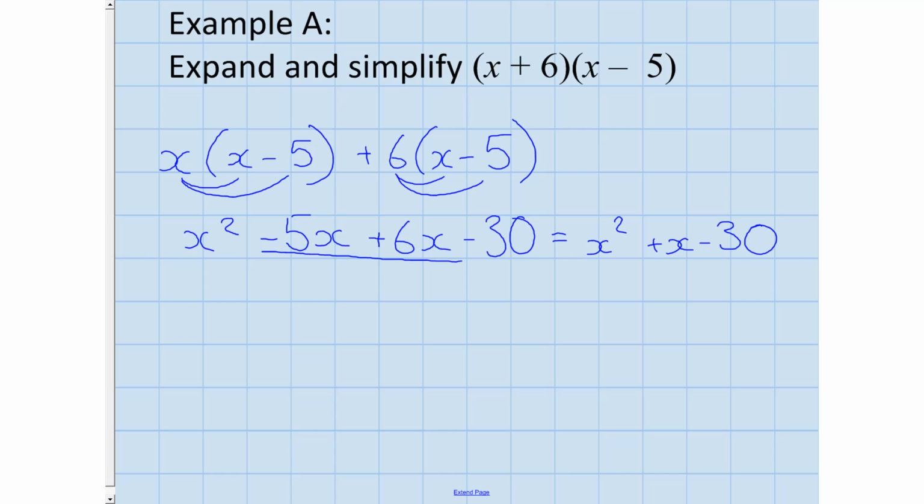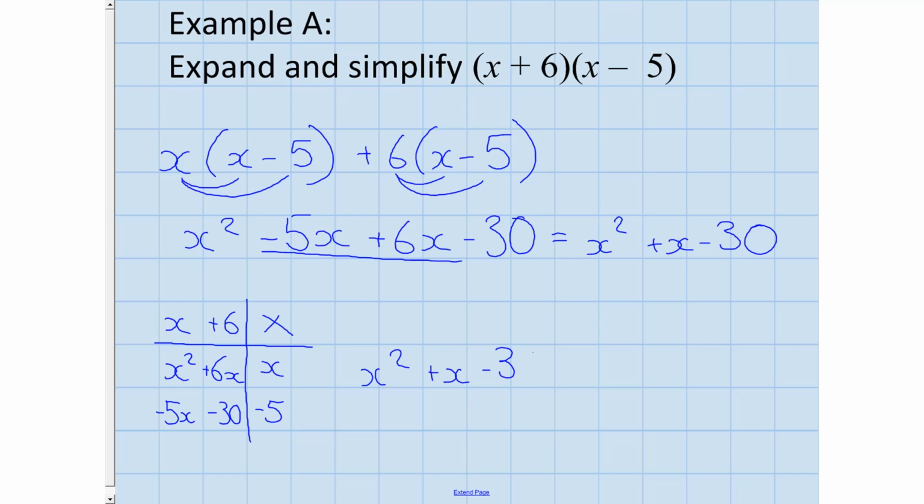Okay, as I say, we can also do the grid method. Here's a little multiplication grid. One bracket on the top, so we've got x and a plus 6. One bracket down the side, so that's x and minus 5. X times x is x squared. Plus 6 times x is plus 6x. X times minus 5 would be minus 5x. And 6 times minus 5 would be minus 30. And again, we've got x squared plus 6x, take away 5x, we end up with 1x or just x, and minus 30.